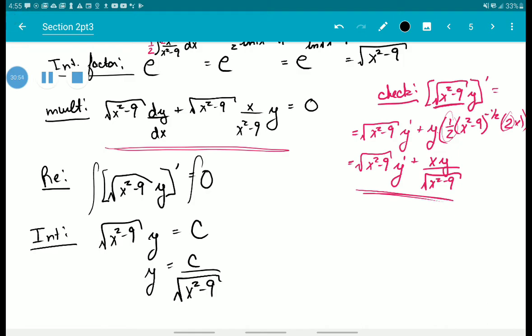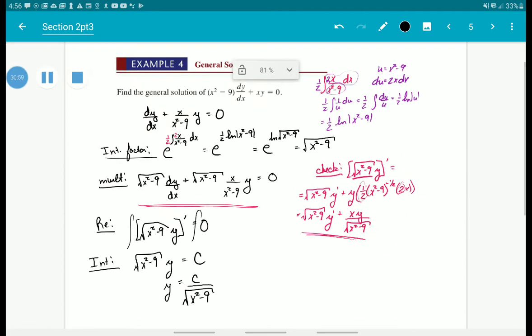So then let's talk about domain. Where is this solution going to be valid? Well, right at the beginning, we said that we had to divide by x squared minus 9. And when we did that, we introduced domain issues. So we know that the domain can't equal positive or negative 3. But we also have issues with that square root in here. And now that square root's in the denominator.